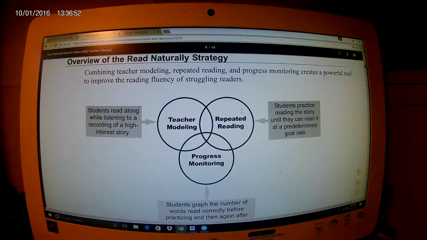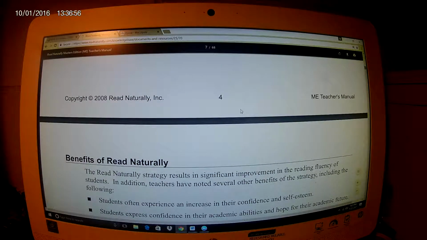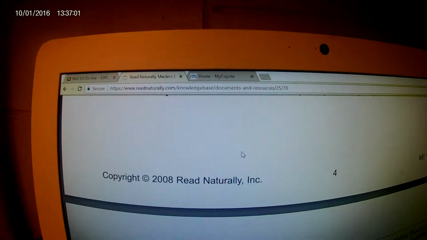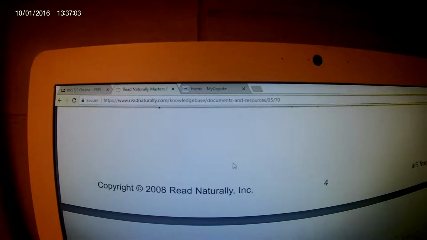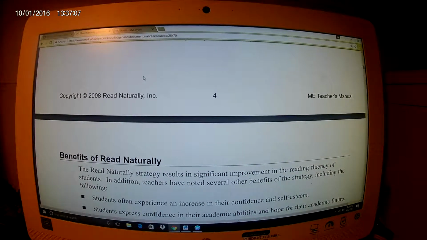So on page 7 here, and if you go on this website here, readnaturally.com, I'll put that in the link. That's the PDF that anyone can get right off the website.